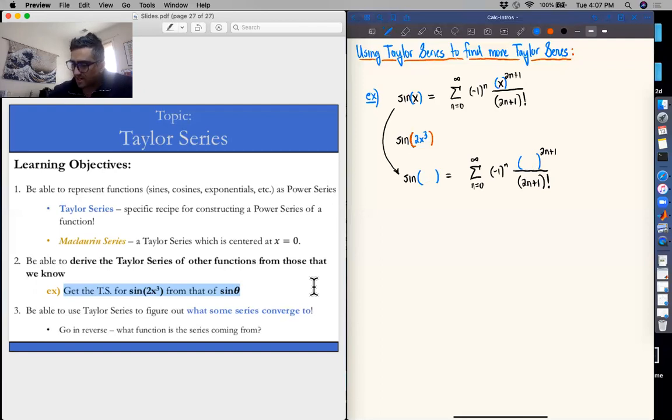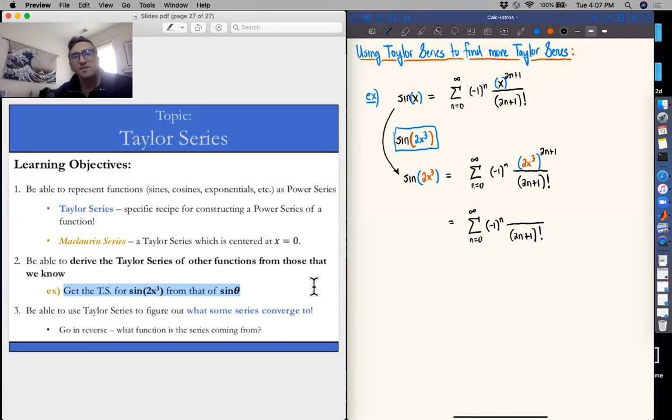But what we're interested in is the Taylor series for sine of 2x cubed. So inside of those parentheses, we can put those 2x cubed, and that gives us that Taylor series for sine of 2x cubed. And just to practice a little bit of algebra here, we can expand the right-hand side's power. So we still have minus 1 to the power of n. We have that 2n plus 1 factorial in the denominator.